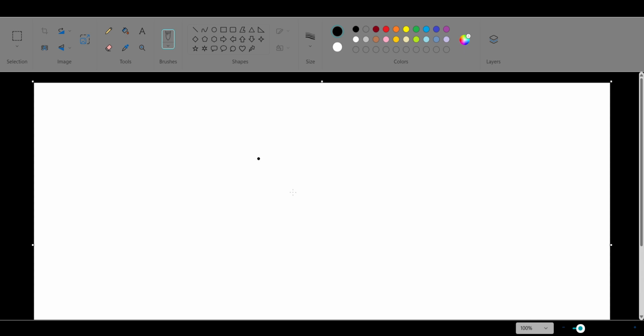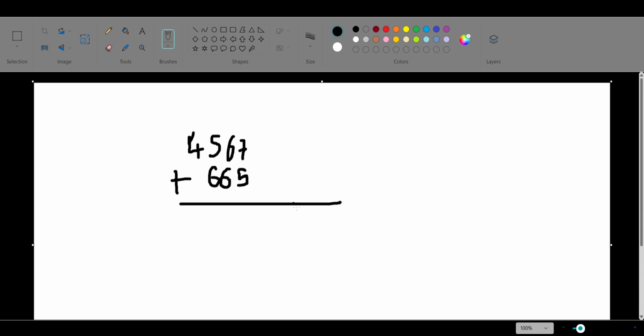So let's get started. Let's take a sum like 4,567 plus 665. And when you do the sum, we already talked about this. 7 plus 5 is 12. Write 2 here and carry the 1. You have to do this mentally, or just put a number here and circle it.